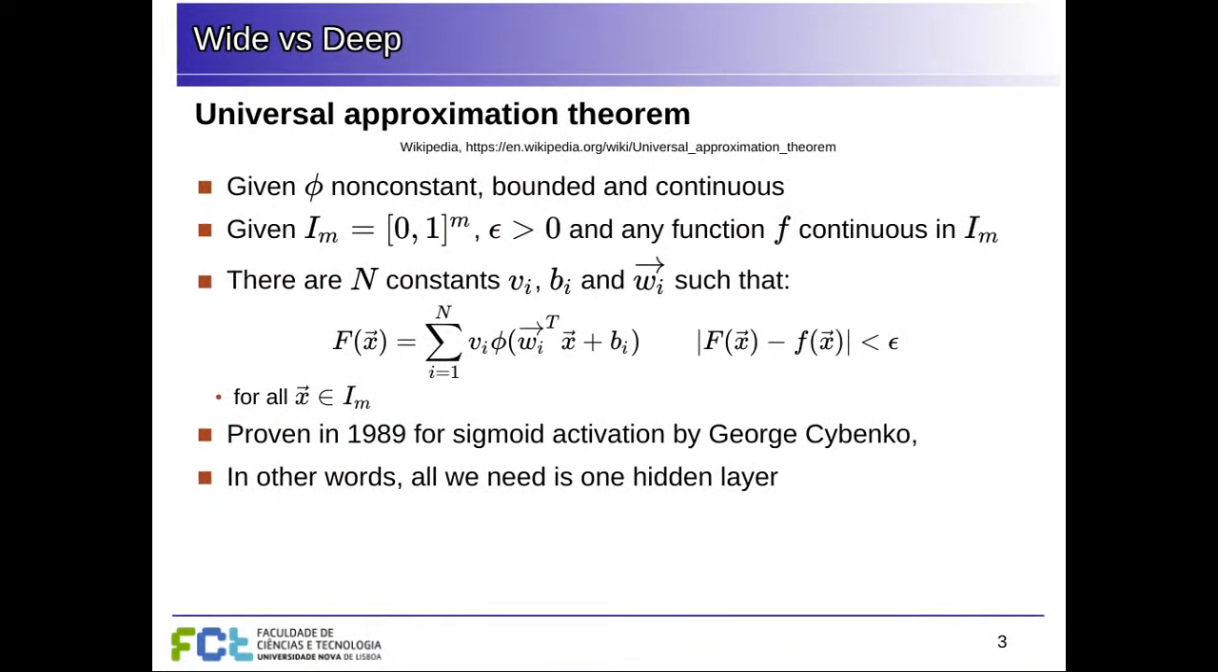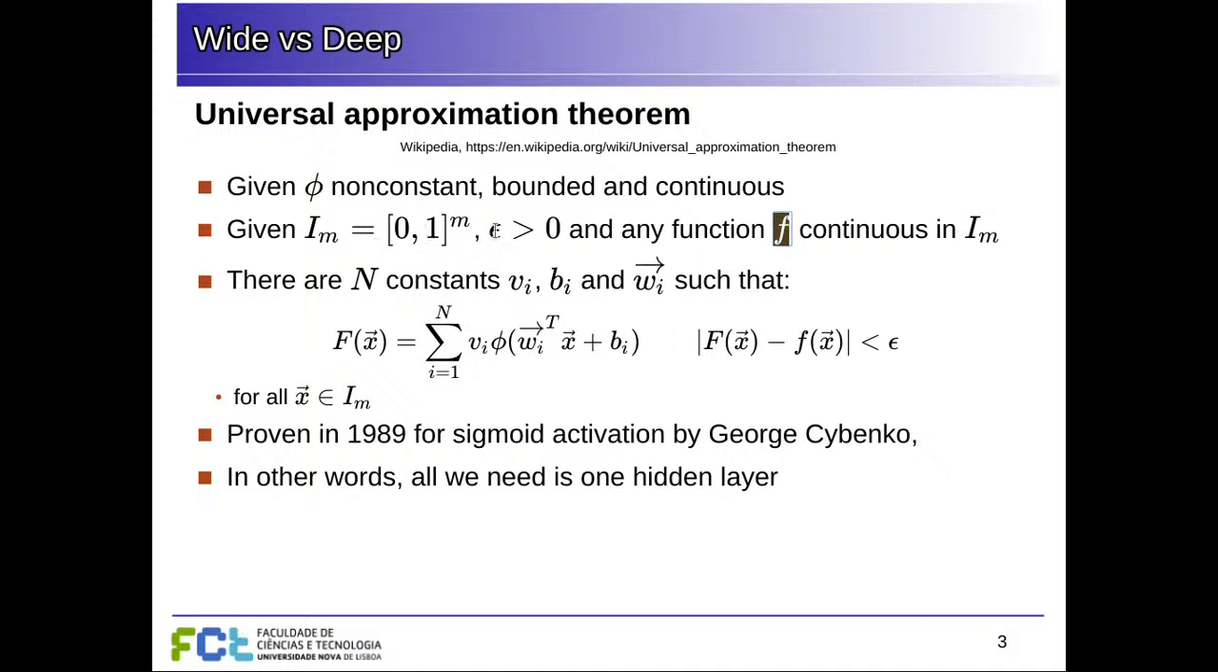There is this universal approximation theorem that tells us that if we have one function that is non-constant, bounded, and continuous, for example, the sigmoid activation function, and we have a space where we have some other continuous function, we can imagine a cube of dimension 1. This is an arbitrary dimension, a multidimensional cube with any number of directions that we want. And we have some function f that is continuous in this volume.